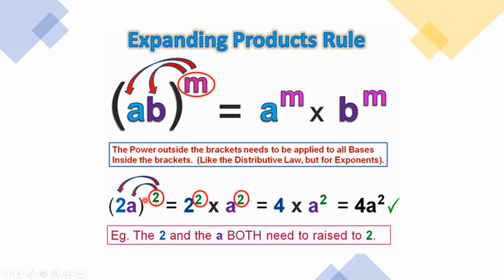So as you can see here, guys, again, I have a bracket. Inside the bracket, I have the terms, and then there is a power on the bracket. So this 2 here, guys, is the power of 2 and the power of a. So 2 to the power of 2 times a to the power of 2. That equals 4 times a to the power of 2. So it's 4a to the power of 2.